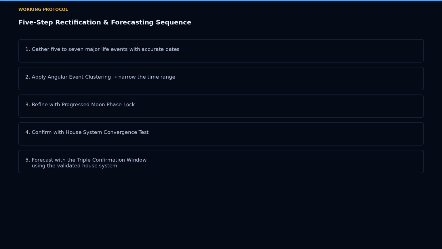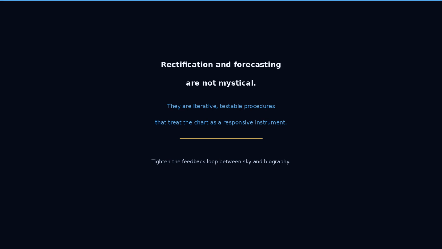Final practical reminder: always keep a rectification log. Record every trial time, the events used, the angular hit scores, and the house system results. Over multiple clients, the patterns become clear and your personal accuracy improves. Treat every rectified chart as provisional until 3 future events confirm the timing. Precision compounds with disciplined feedback.